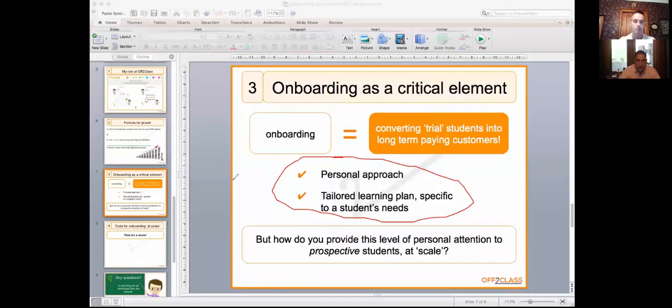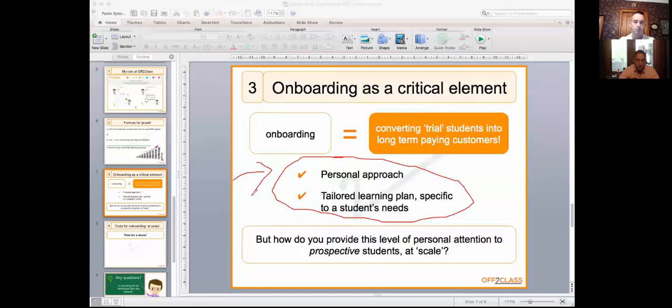So most of your adult students who are coming to you looking for a private tutor have been to language schools. So they have a reference point. And what you can sell as a one-on-one tutor is that this isn't going to be like a language school. This is going to be a completely personalized approach. You're going to tailor a learning plan specific to the student's needs, and you're going to deliver a completely customized approach.